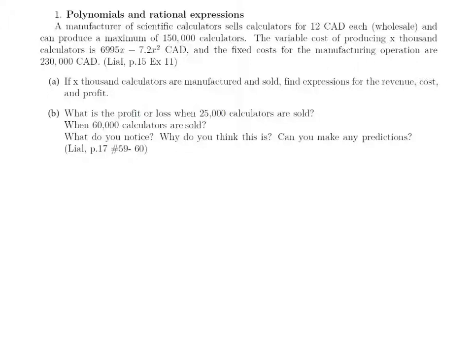Okay, so we have a couple of concepts here. We have the idea of selling something, and we're selling something at 12 Canadian each. And that selling concept is your revenue. And then we're looking at costs, and here we have two costs. We have a variable cost, and we also have fixed costs. And those things together make up the total cost to manufacture these calculators. So we have cost.